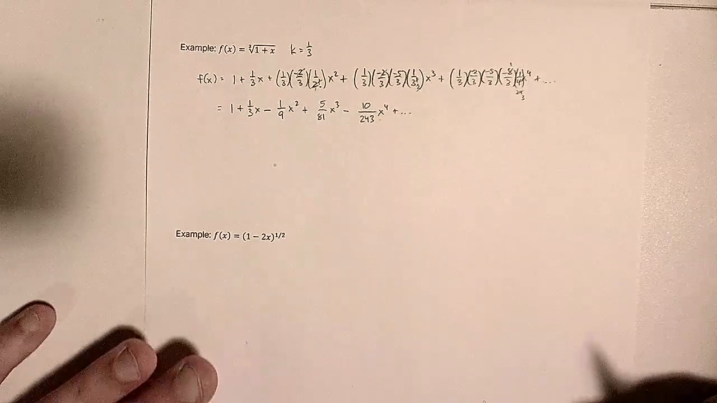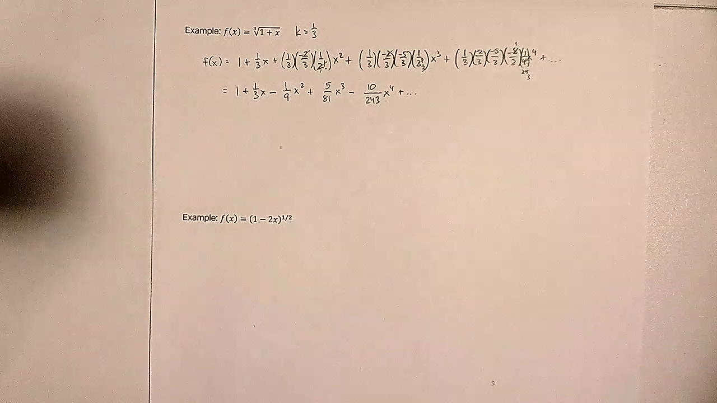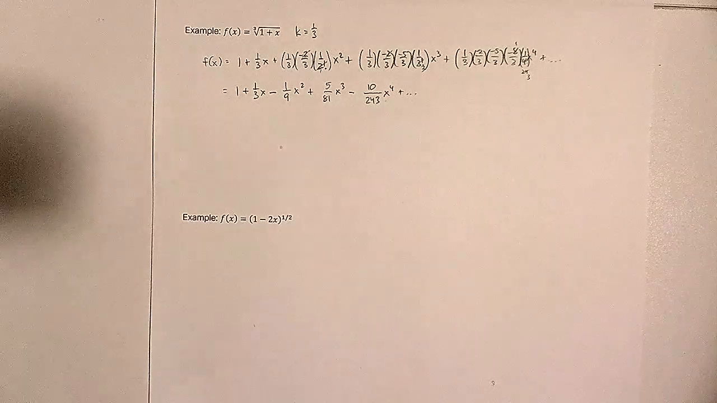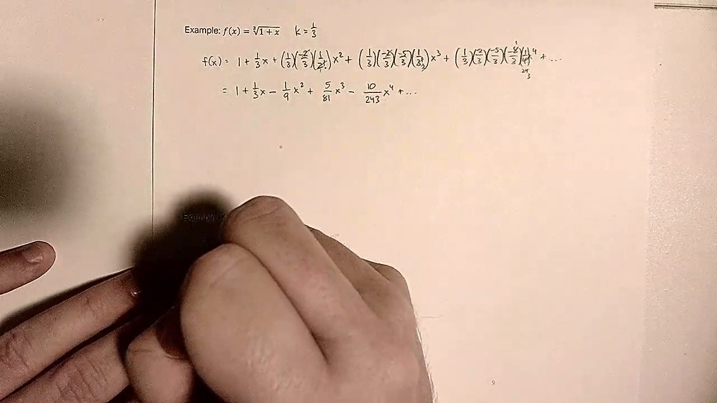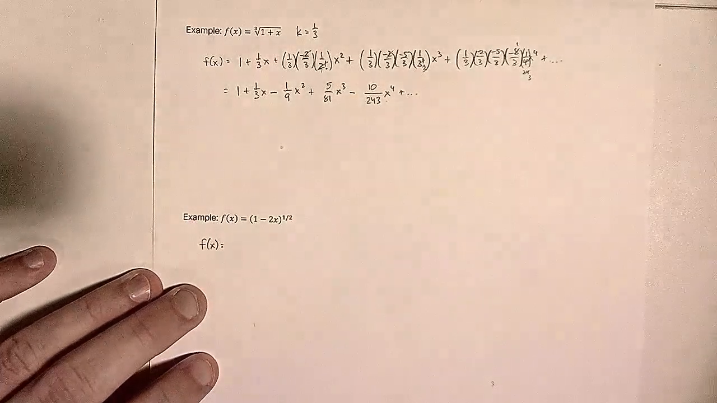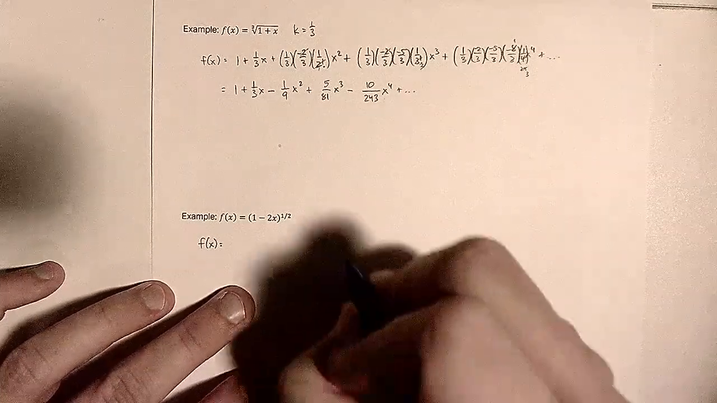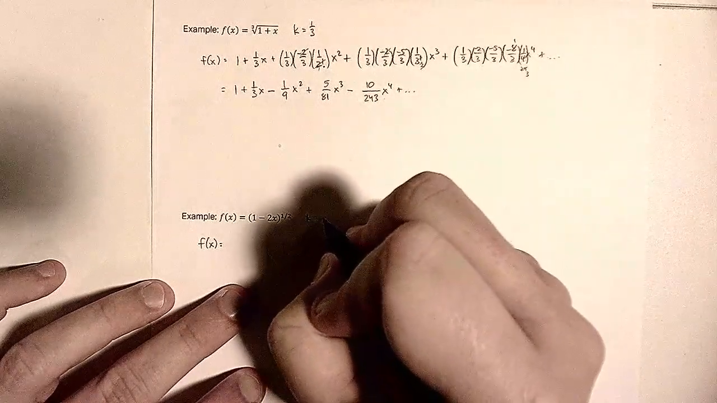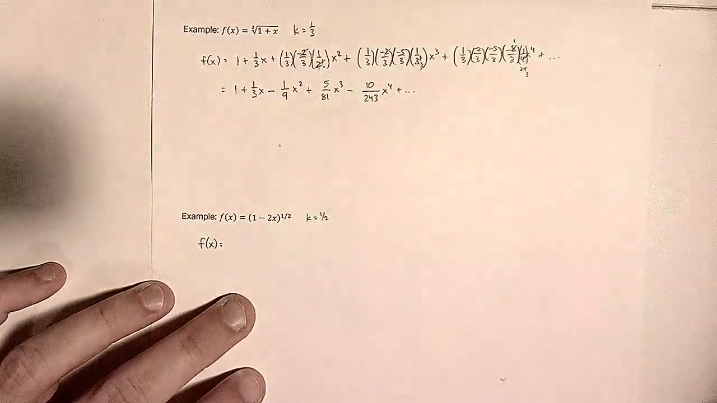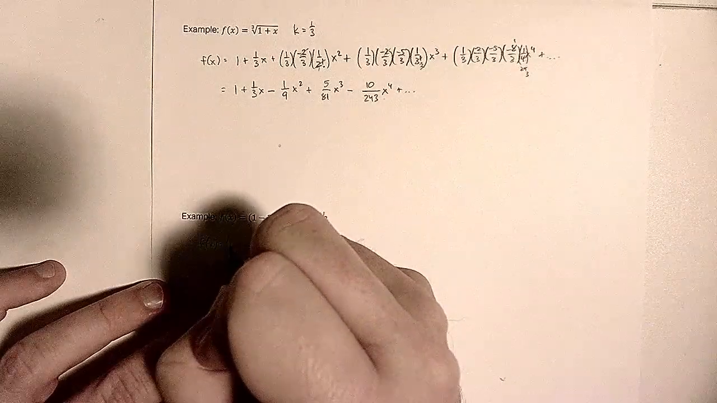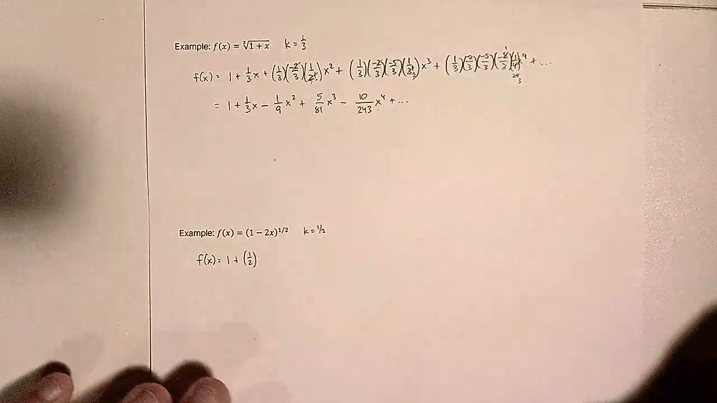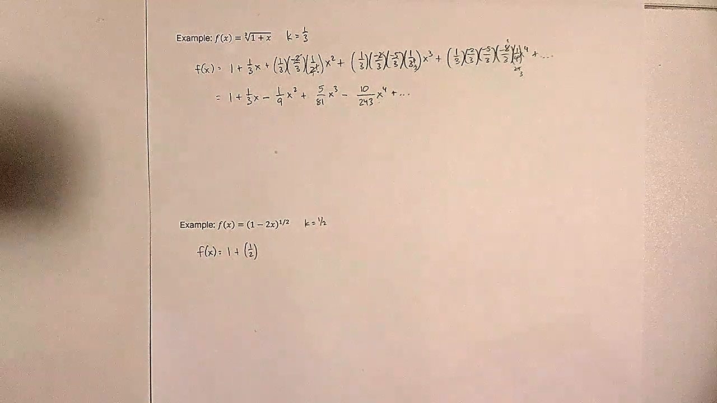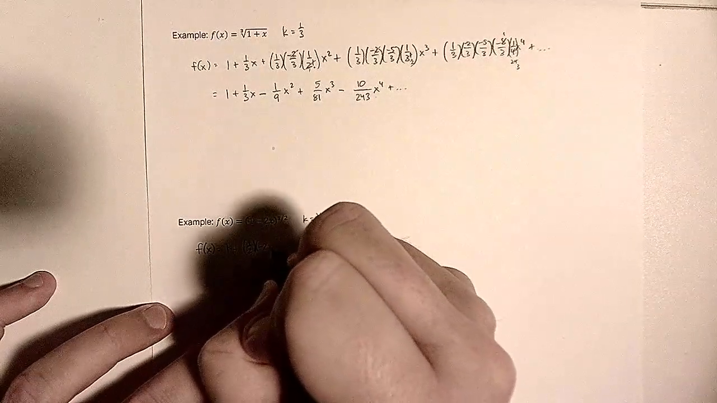One more example, this time where we don't have just 1 plus x, we have 1 minus 2x. So we have to make an adjustment to how we do this. So once again, we're going to just go straight to our binomial structure. And we're going to see first that we have k is 1/2. So I have 1 plus 1/2. And now instead of just x here, it's going to be minus 2x. So we have minus 2x.